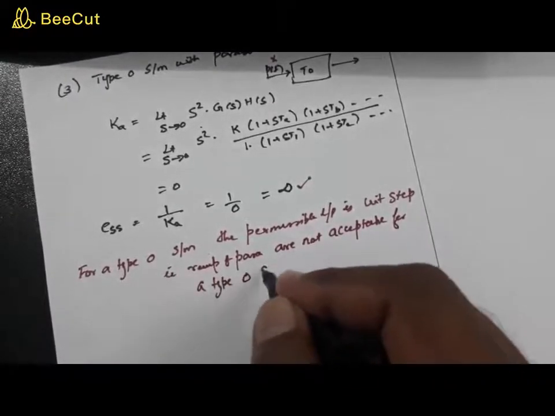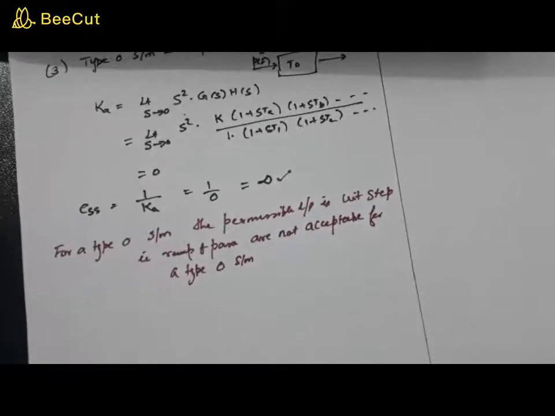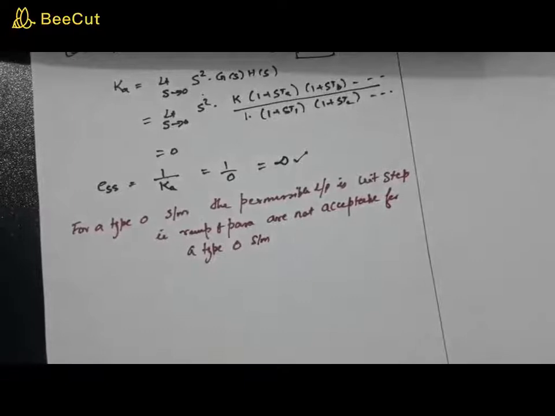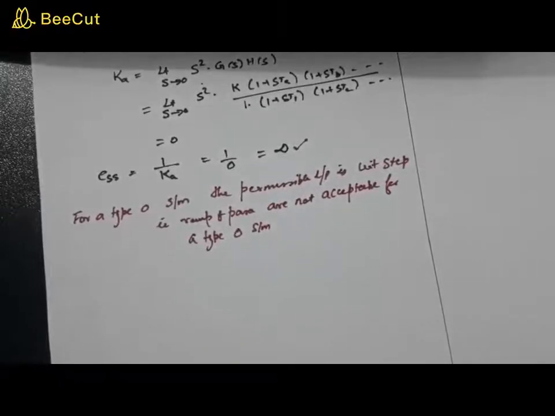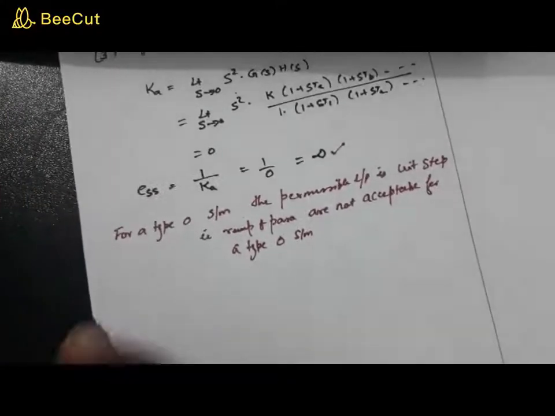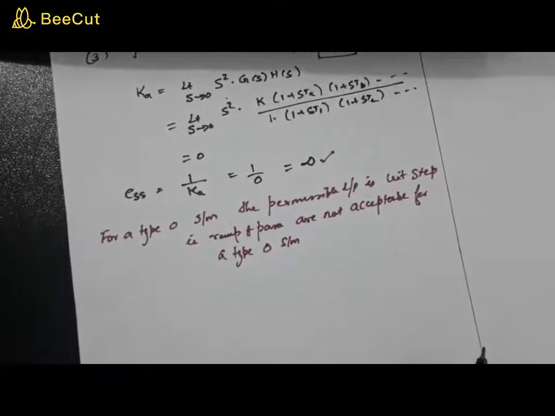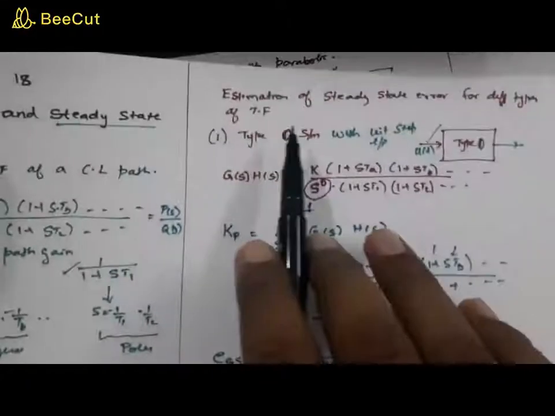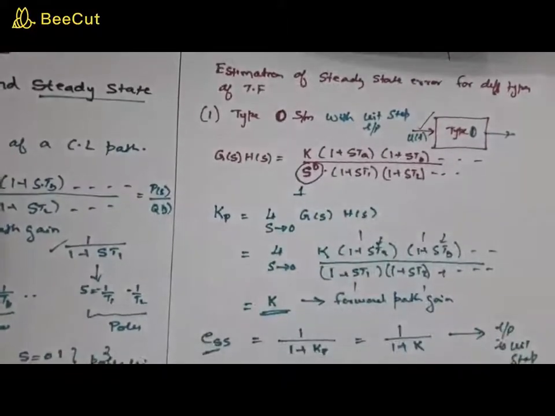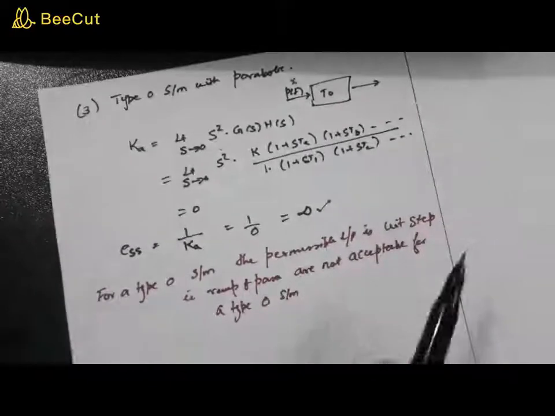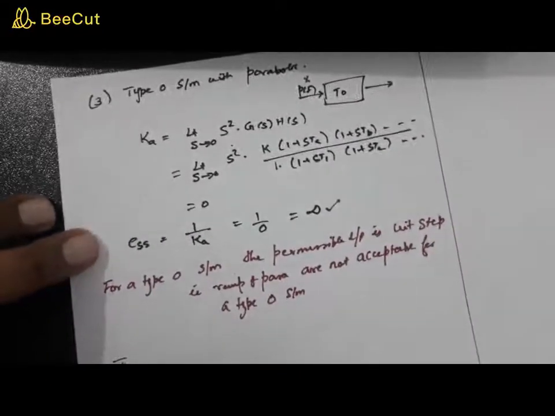So a question can be asked: prove that for a type 0 system, ramp and parabolic inputs are not acceptable. So you can just do this derivation. This is quite simple. Now let's move on to the three cases of a type 1 system. So far we have seen three cases of a type 0 system with the unit step input, with unit ramp, and unit parabola. Now let's move on to the type 1 system.